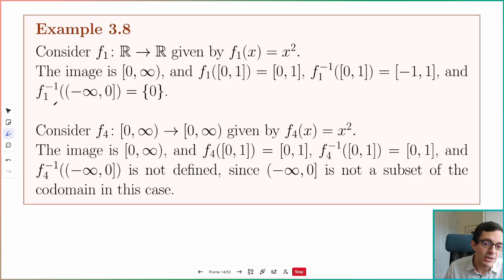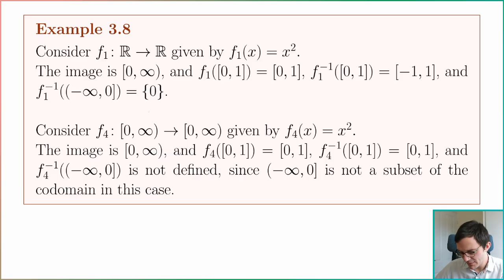The preimage of this interval, negative numbers or 0, where the square bracket means we're including 0, is just the set containing 0, because out of all of the negative numbers, nothing squares to any of them, and 0 is there as well, and 0 squares to 0. It's the only thing that squares to 0.